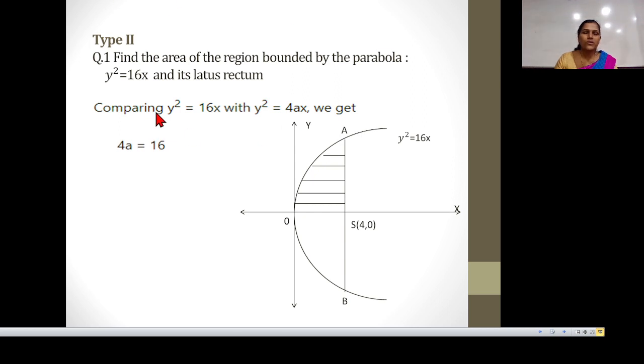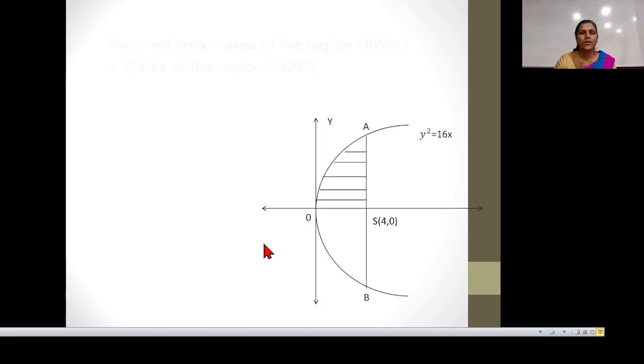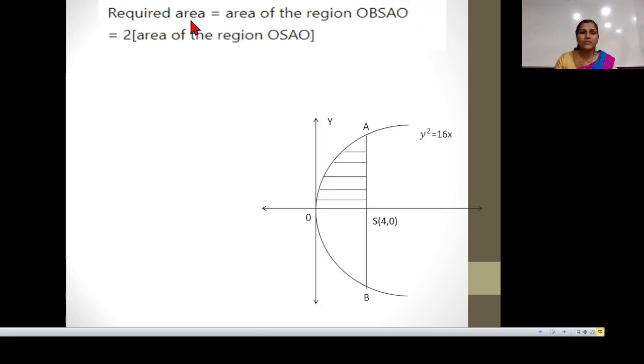So now we are going to compare this equation y square is equal to 16x with our standard equation of parabola, that is y square is equal to 4ax. We get 4a is equal to 16. That's why a is equal to 4. So our focus, that is S, point a comma 0, is replaced with the value 4 comma 0. Now for y square is equal to 16x, we get the value y is equal to 4 root x after taking the square root. Then we will find the required area.